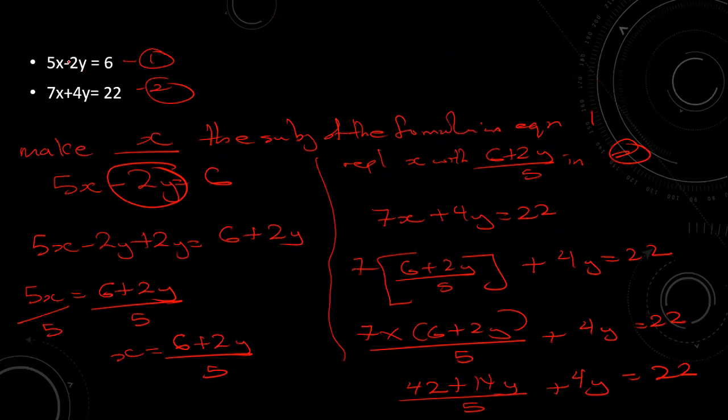Let's check so that you can be sure. You can always check when x is 2 and y is 2. This will be 5 times 2 minus 2 times 2. 5 times 2 is 10, 2 times 2 is 4, 10 minus 4 is 6. So it's correct. Let's try the other part. 7 times 2 plus 4 times 2. 7 times 2 is 14, plus 4 times 2 is 8. 14 plus 8 is 22.